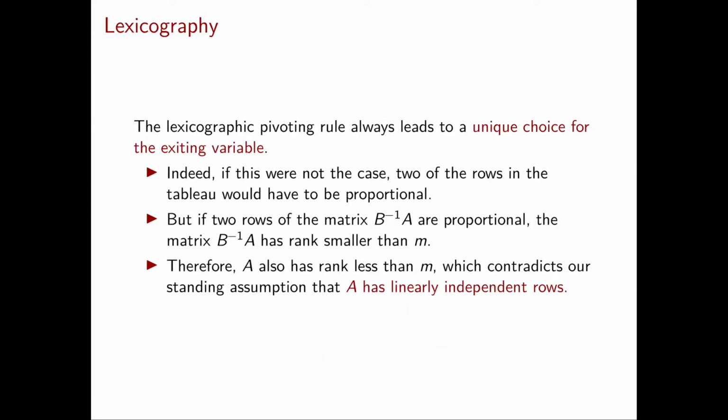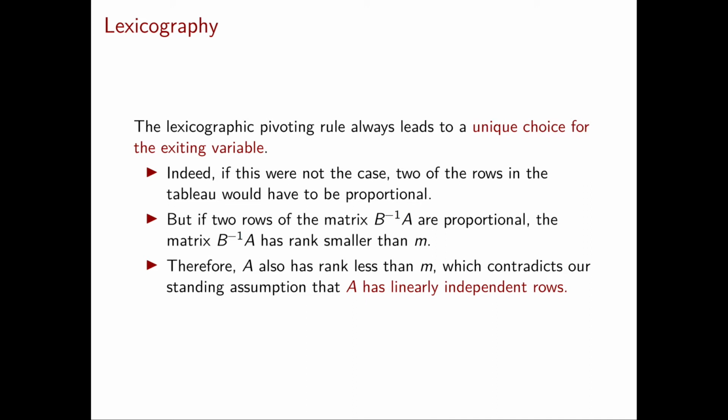Now, in order for this lexicographic pivoting rule to be actually a pivoting rule, it should always uniquely identify the exiting variable. And if you think about the rule, this is not obvious. In fact, it can happen that by dividing these rows that define theta star, among which there is a tie, you obtain identical rows. And in this case, the lexicographic pivoting rule doesn't tell you which one to choose. The great thing is that this can never happen, which implies that the lexicographic pivoting rule always leads to a unique choice for the exiting variable.